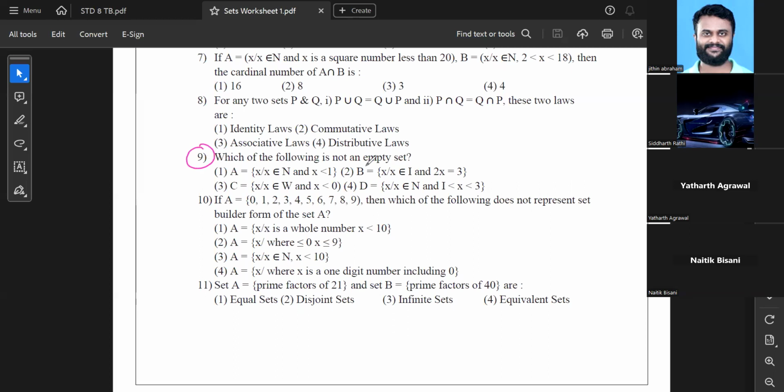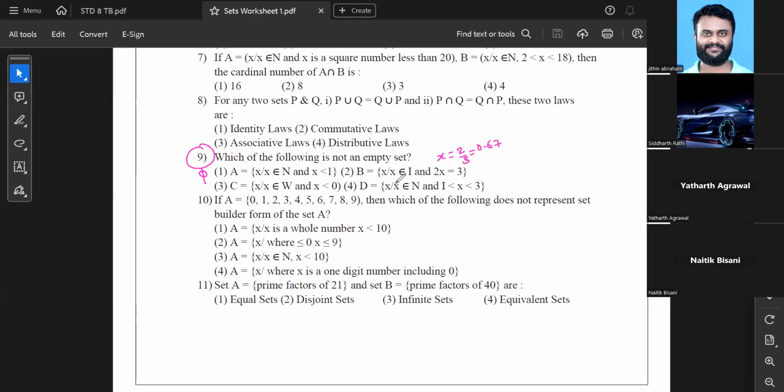Sorry. Which of the following is not an empty set? Option: x is a natural number, x is less than 1. It's an empty set. This is true. Next: x is an integer and 2x equal to 3. So x should be equal to 2 by 3. 2 by 3 will give you decimal 0.67.